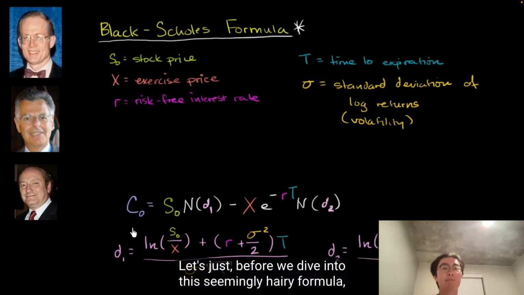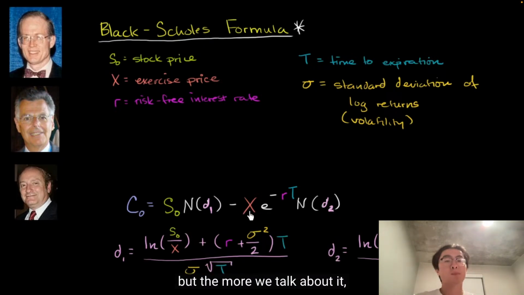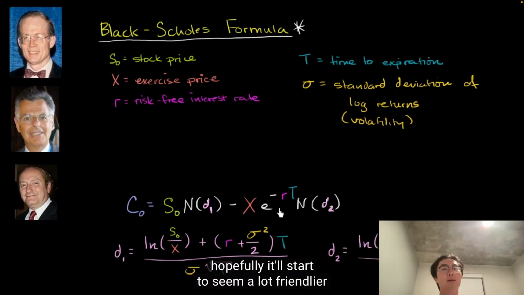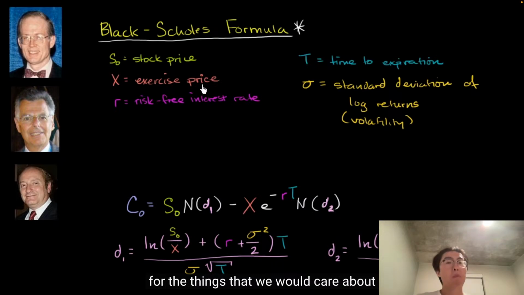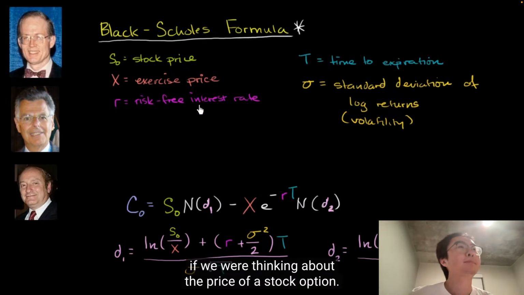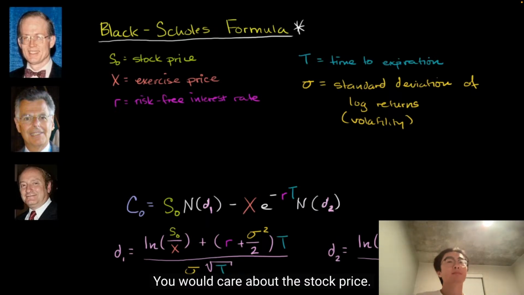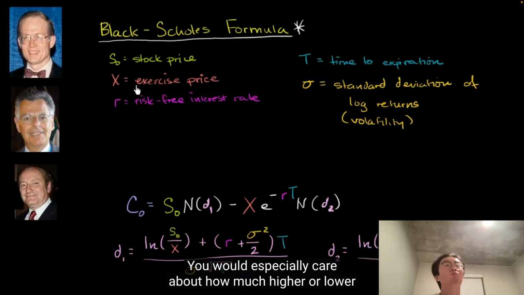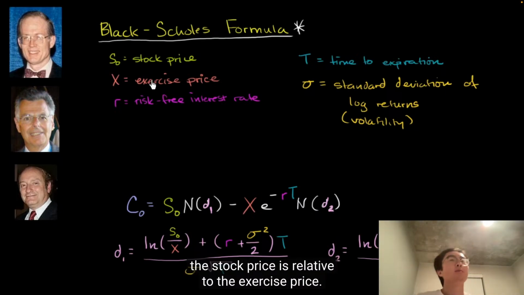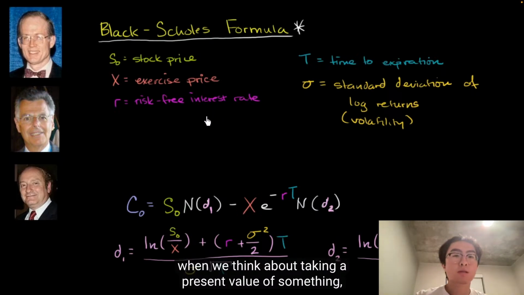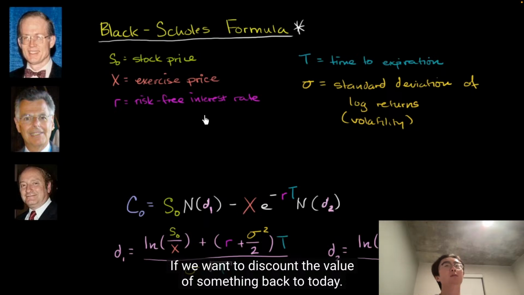But let's just, before we actually dive into this seemingly hairy formula, but the more we talk about it, hopefully it'll start to seem a lot friendlier than it looks right now. Let's start to get an intuition for the things that we would care about if we were thinking about the price of a stock option. So you would care about the stock price, you would care about the exercise price. You would especially care about how much higher or lower the stock price is relative to the exercise price. You would care about the risk-free interest rate. The risk-free interest rate keeps showing up when we think about taking a present value of something, if we want to discount the value of something back to today.